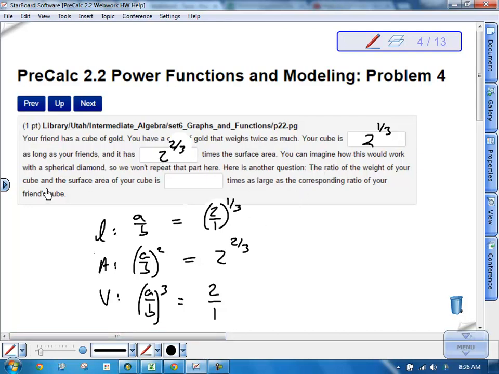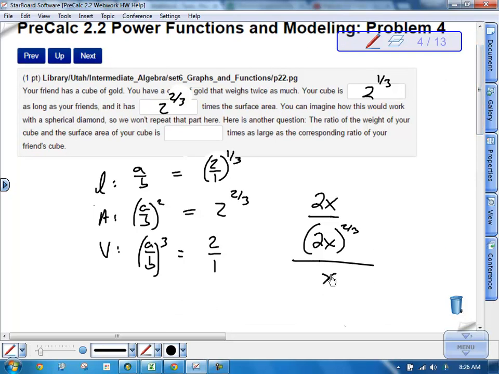It says the ratio of weight of your cube to the surface area of your cube is, well, if you call your cube 2x because it's twice as big as your friend's, it weighs twice as much. To the surface area then would be 2x raised to the 2/3. And then I want you to compare that to your friend's, which weighs only half as much, so x. And then that'd be x to the 2/3. So if you do this division, you'll get the right answer.